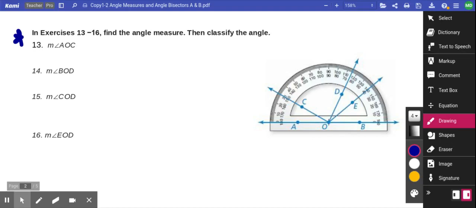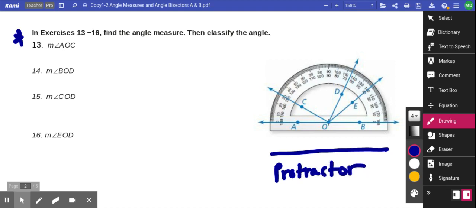In this video, I wanted to go over some key concepts that we're going to be using while we talk about angles and angle bisectors in geometry. First things first, on the right hand of our screen, we have a tool called a protractor. A protractor helps us to measure angles.